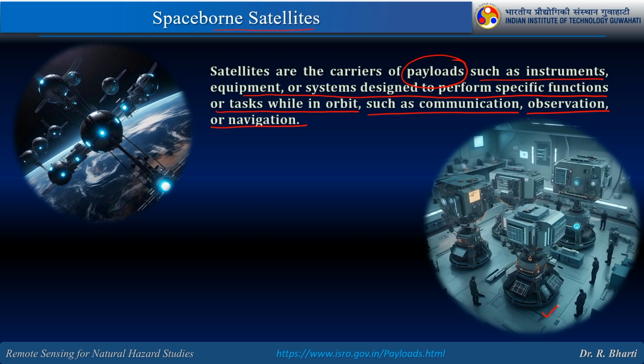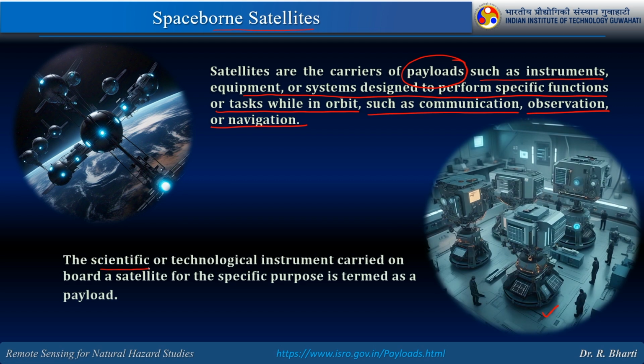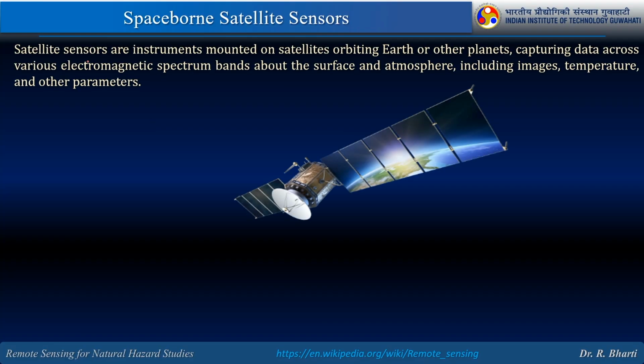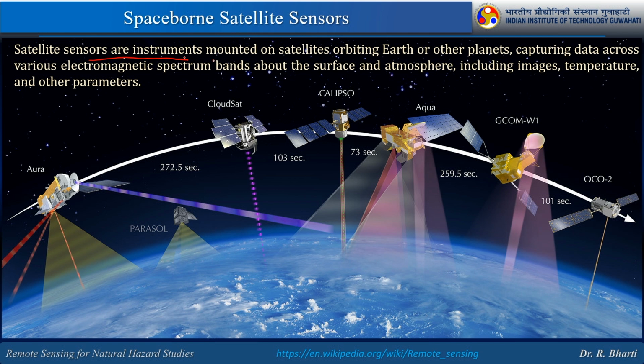So payloads, this is one example. The scientific or technological instrument carried on board a satellite for a specific purpose is termed as payload, right. So these payloads are mounted on this particular satellite. So satellite sensors, now we are talking about the payloads. The satellite sensors are instruments mounted on a satellite orbiting Earth or other planet, capturing data across various electromagnetic spectral bands about the surface and atmosphere, including images, temperature and other parameters, right.